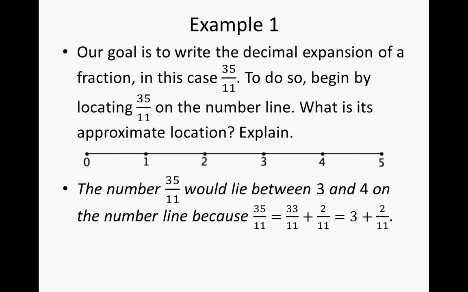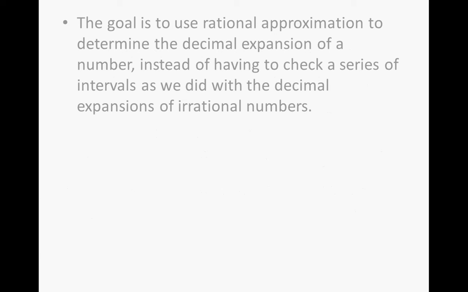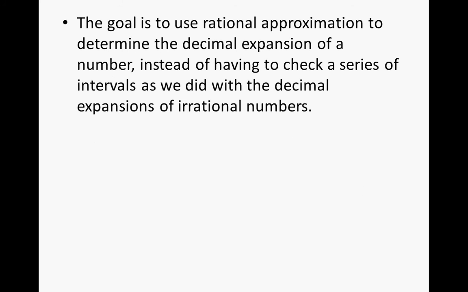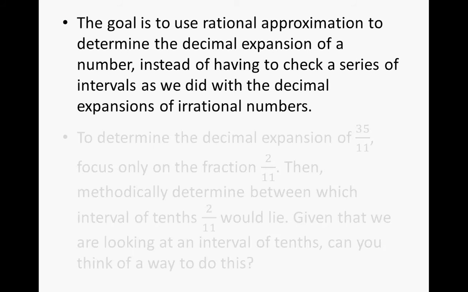Well, the number 35/11ths would lie between 3 and 4 on the number line, because 35/11ths is equal to 33/11ths plus 2/11ths, which is equal to 3 plus 2/11ths. So the goal is to use rational approximation to determine the decimal expansion of a number, instead of having to check a series of intervals as we did with decimal expansions of irrational numbers.